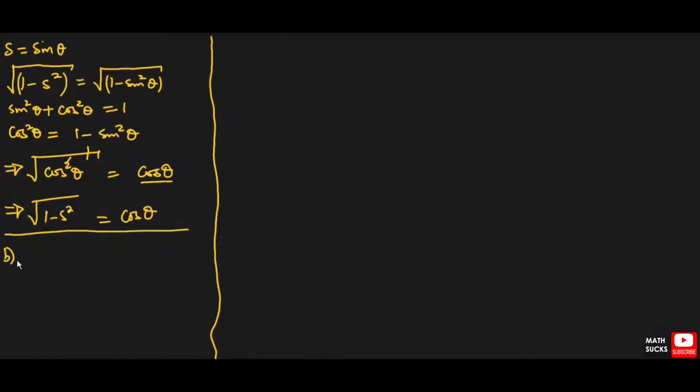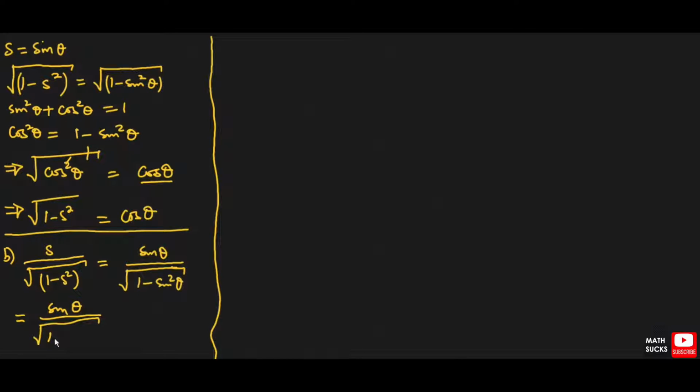The second problem, B, is s divided by the square root of 1 minus s squared. And so again, we are using the same approach. Try to do the substitutions first. So s is the same as sine, and so this is going to be sine theta over the square root of 1 minus sine squared of theta. But we have already seen that this lower part is equal to cos of theta, so we could just technically substitute in cos, or we could just again do it step by step and see how we are simplifying that. So I'll do that.